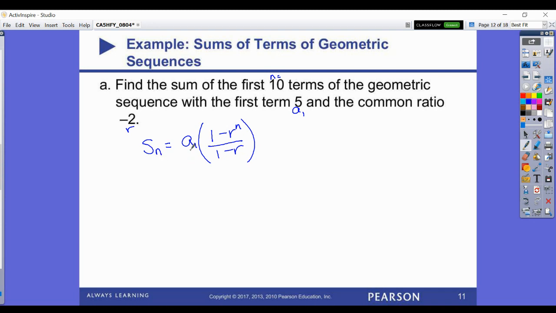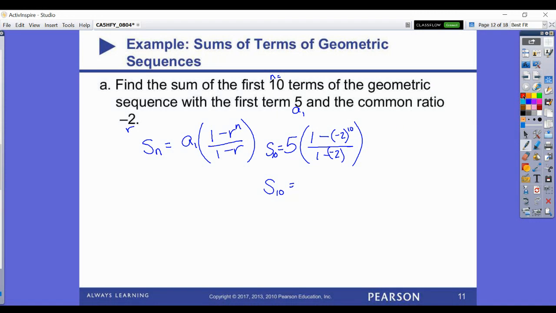So my first term is 5, 1 minus negative 2 to the 10th over 1 minus negative 2. Careful with those double negatives. And that will be the sum of the first 10 terms. So the notation there, you do S sub 10 is, let's figure out what that is.